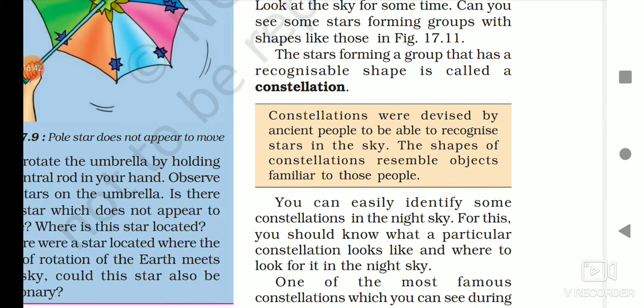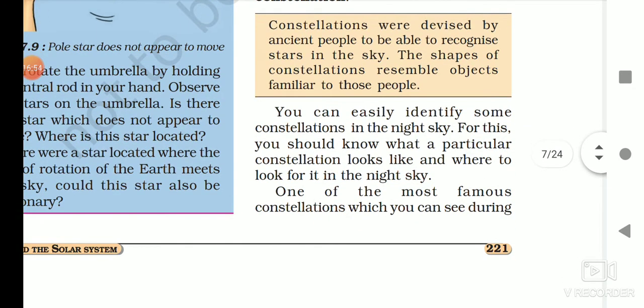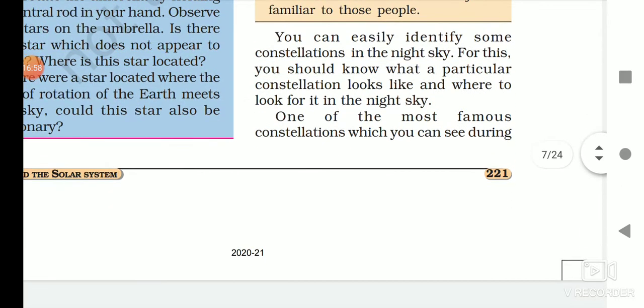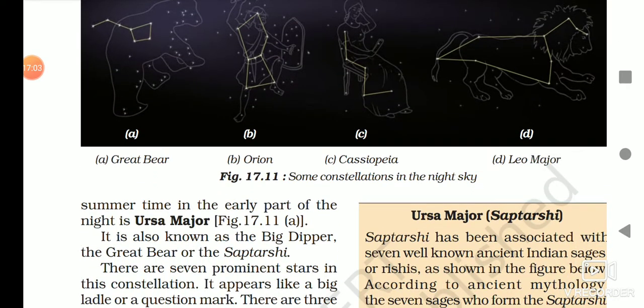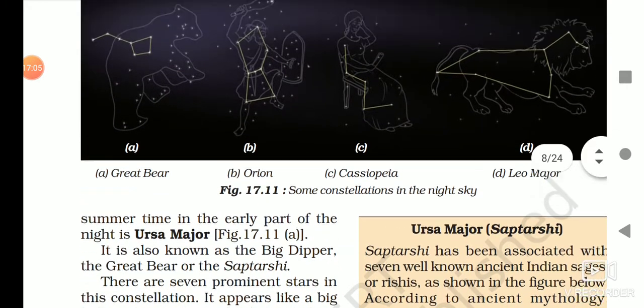You can easily identify some constellations in the night sky. For this, you should know what a particular constellation looks like and where to look for it in the night sky. One of the most famous constellations which you can see during summertime in the early part of the night is Ursa Major. It is also known as the Big Dipper, the Great Bear, or Saptarshi.